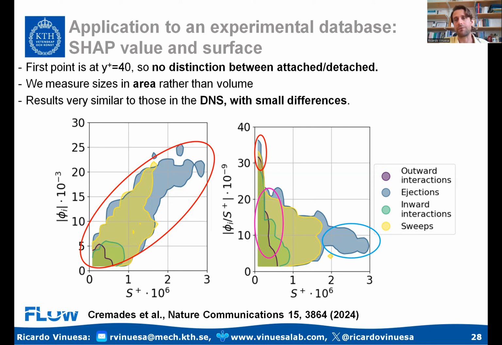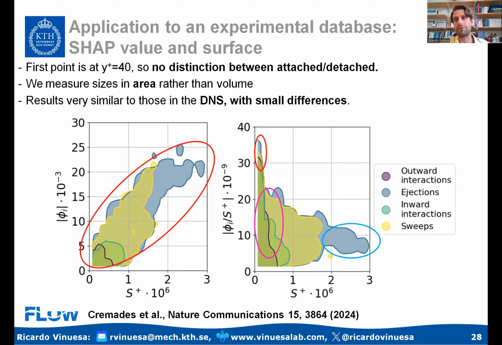And the same happens with the Reynolds shear stress. So I have also a good correlation between the importance and the Reynolds shear stress, as in the DNS. And when I look on the right panel now, the importance per unit surface as a function of the Reynolds shear stress per unit surface, we again find the three regions, right? In region A, the correlation is gone. In region B, we have the structures with the highest Reynolds shear stress. In region C, we have the structures with the highest importance.